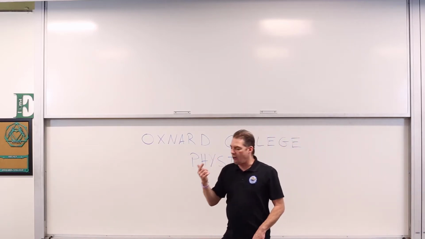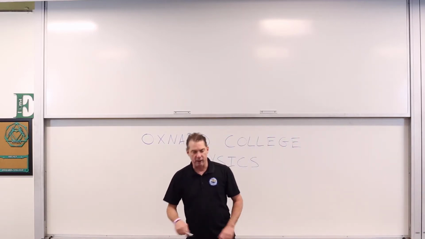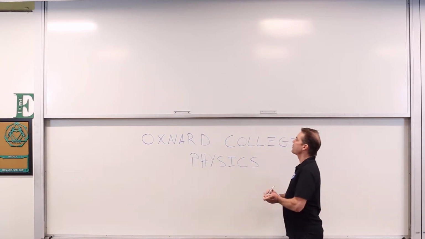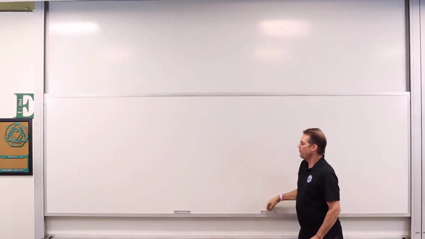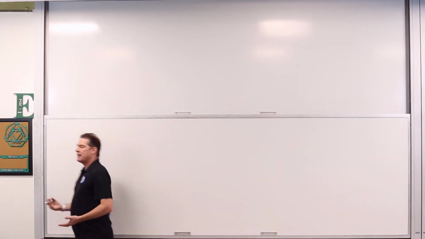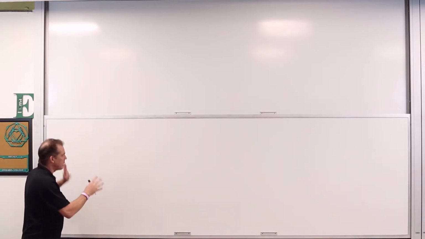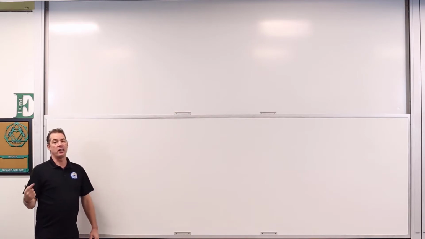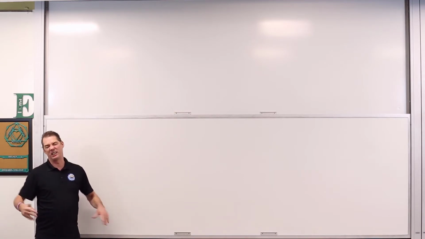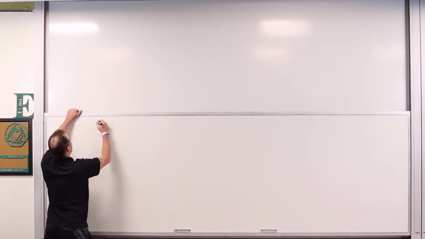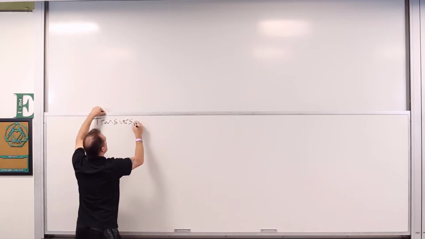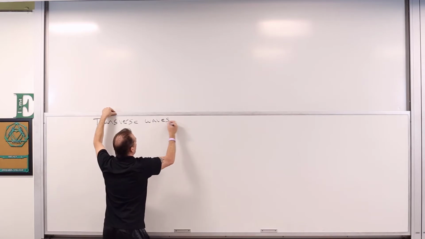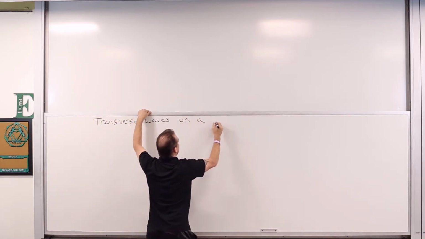Justin Miller, our college physics here, and we are going to continue onward with some wave mechanics. So we're going to deal with, in this particular segment here, transverse waves that are constrained to a string. So waves on a string. We're going to look at transverse waves on a string.